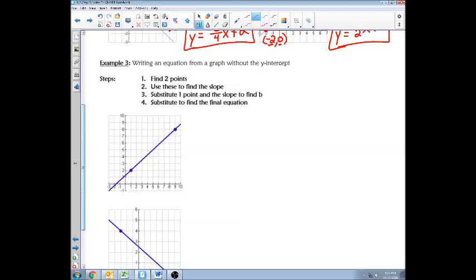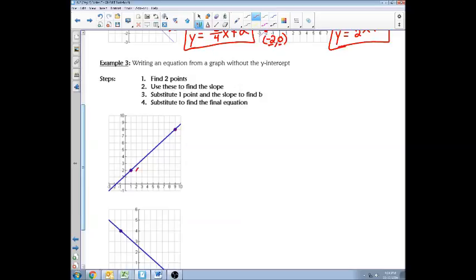This one's a little more challenging because none of these cross perfectly on the y-axis, which means that I cannot find my b value right away. So what I'm going to do is use 2 different points. I'm going to find my slope. Then I'm going to substitute one of the points in for x and y, and put the slope in at the same time to solve for my b value. Okay?